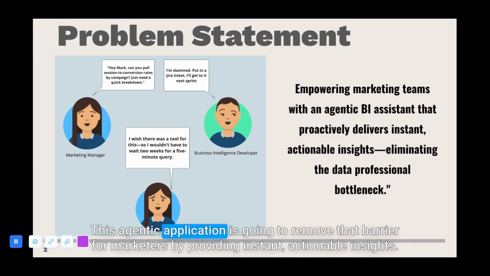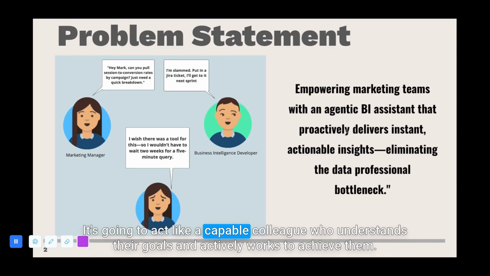This agentic application is going to remove that barrier for marketers by providing instant actionable insights. It's going to act like a capable colleague who understands their goals and actively works to achieve them.